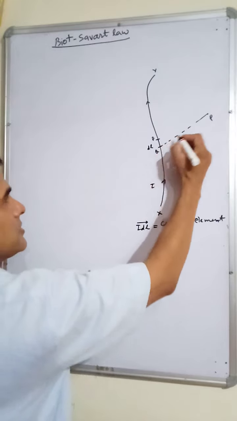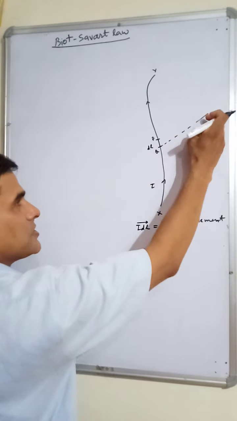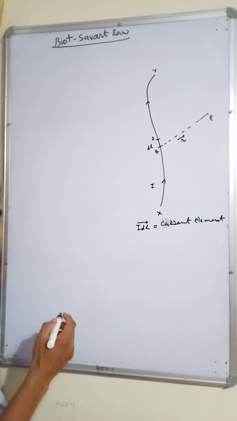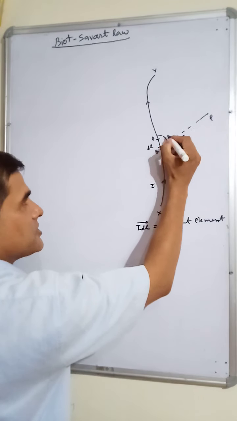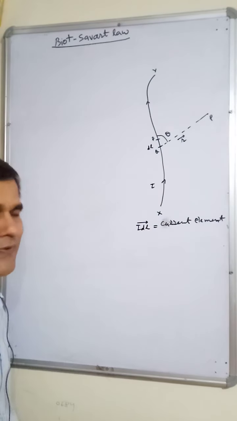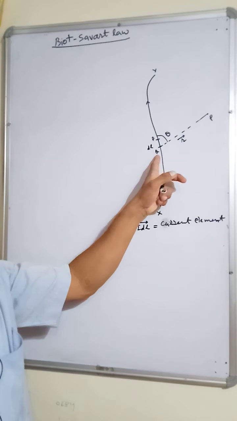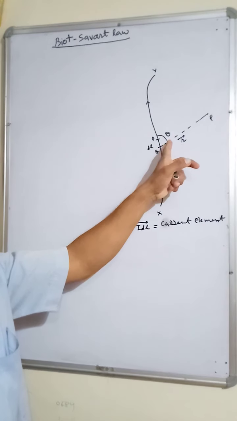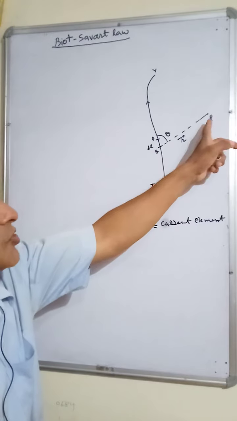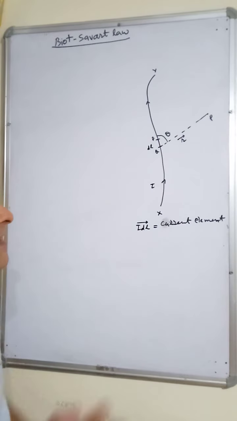Now QP, the distance of this point P from this current element, is r, or it is a vector, right? And this angle is theta. Theta is the angle which the position vector of point P makes with the current element dl, right?